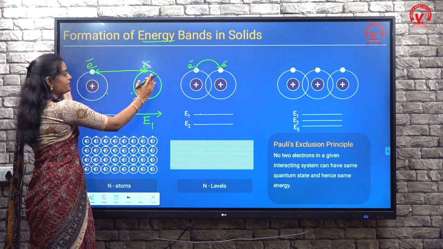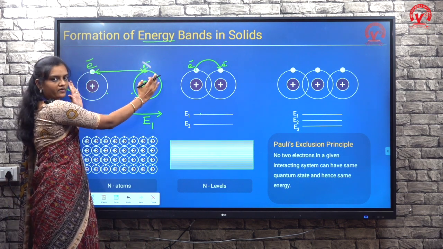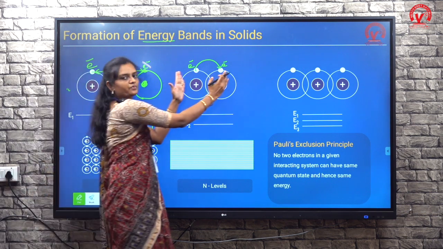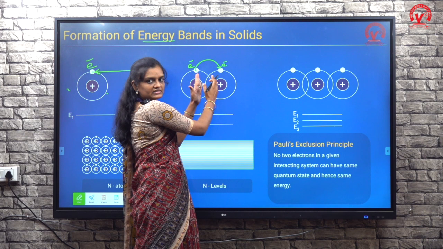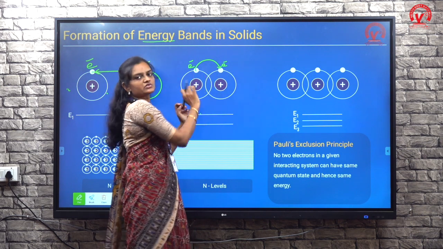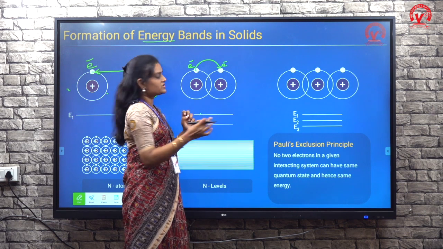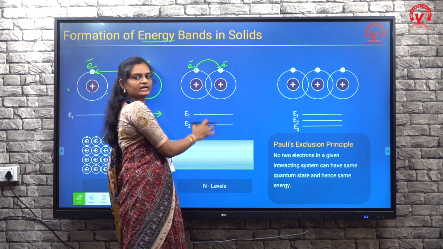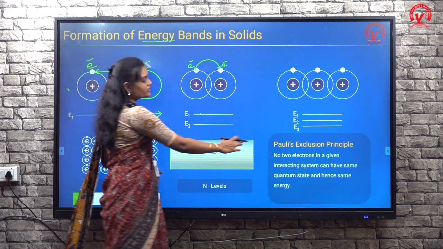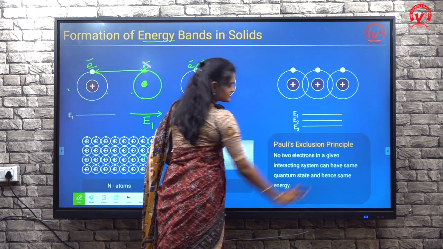When two atoms are kept apart, the electron energy will be the same. When they are brought together in an interacting, overlapping system, the energy of these two electrons will differ. So it splits into two energy levels, E1 as well as E2, according to Pauli's exclusion principle.